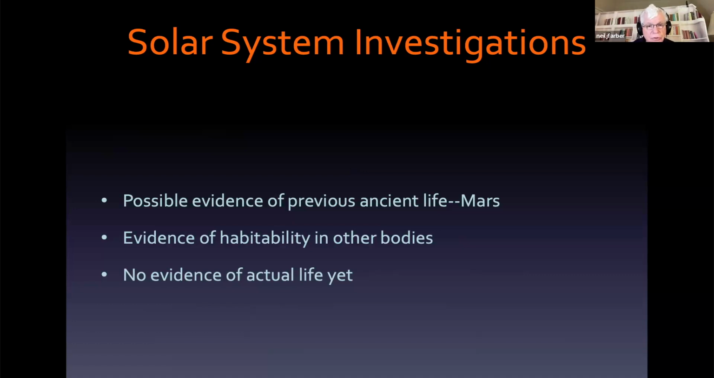Okay, what about the solar system? There's possible evidence of previous ancient life on Mars that I'll talk about. There's habitability in other bodies, and we'll talk about what that means, but no actual life has been found yet. Next slide.